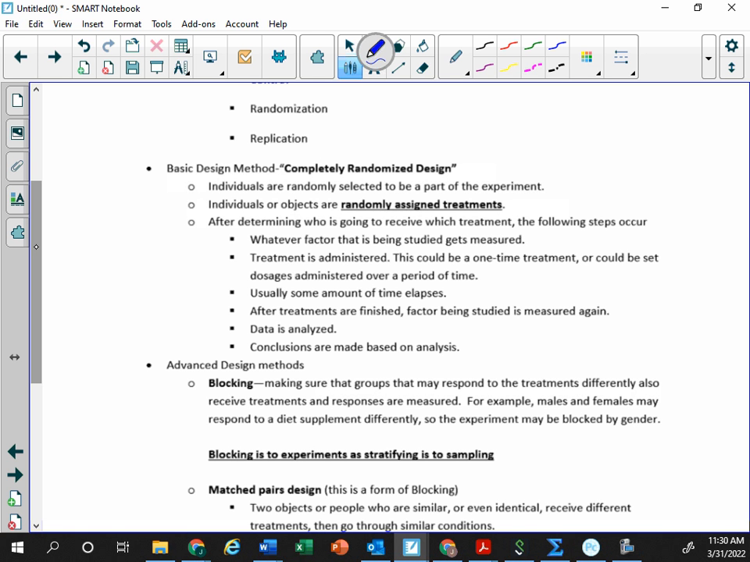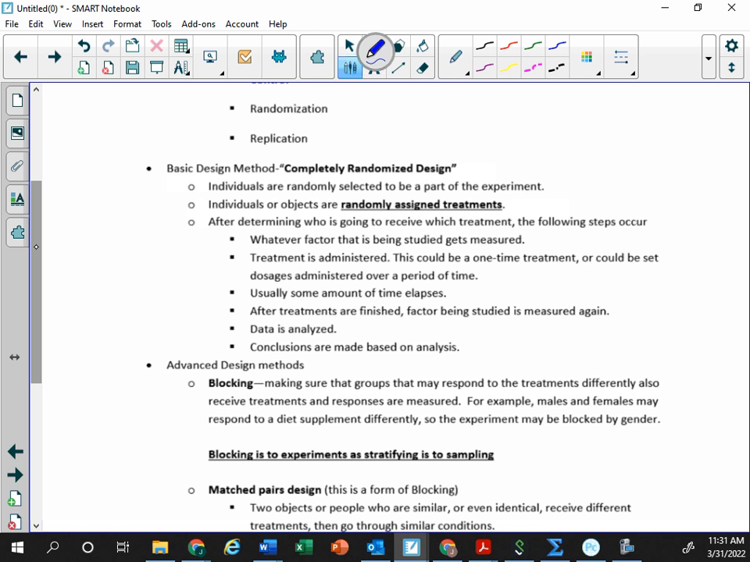And you want to be clear about what you're studying, what's being measured, what the treatments are, and how much of each one is happening. Tell me how long this experiment is going on, and then at the end you measure again and compare those results.